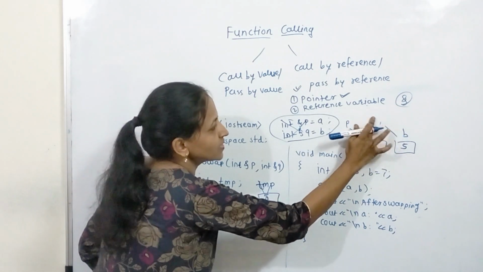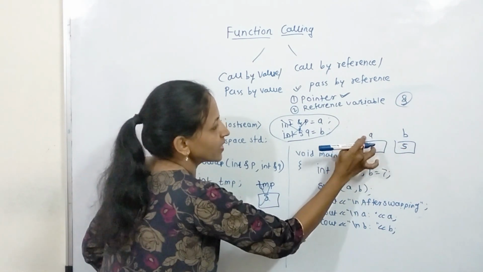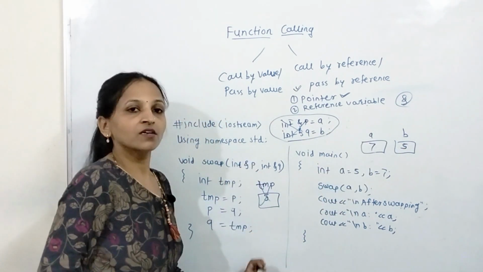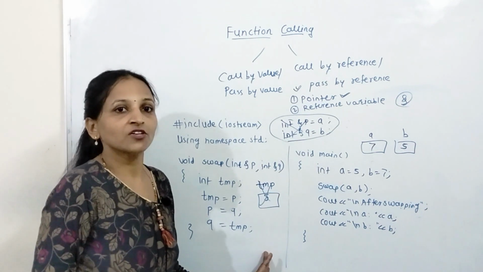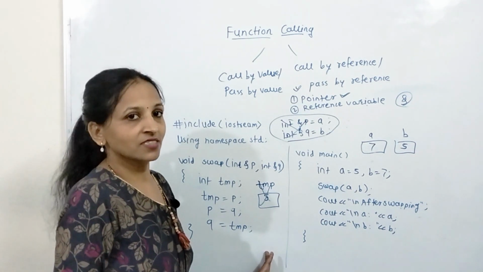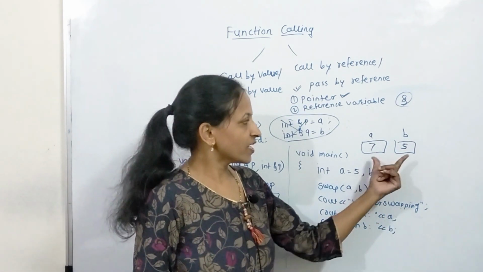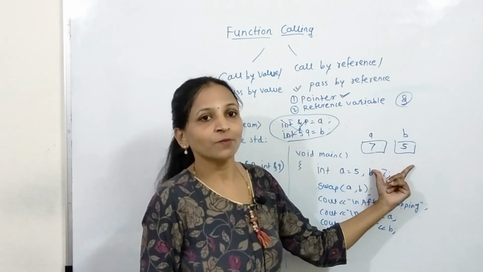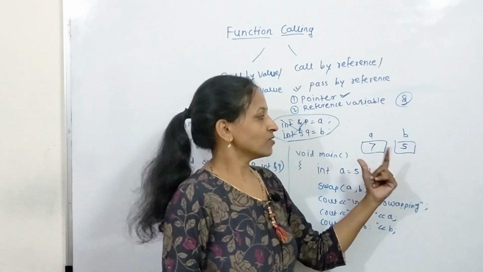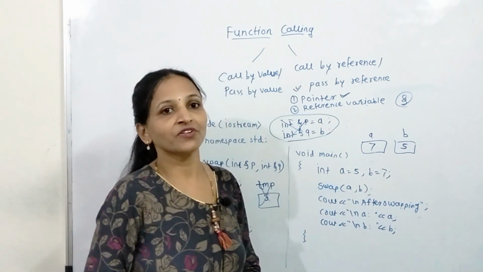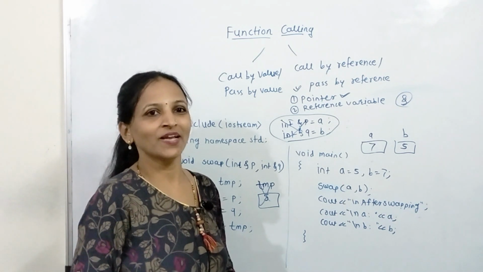Now a and b are still present inside the memory after the execution of this function is finished. Wherever you display them, after swapping a and b you will get the exchanged values of a and b. Getting? Now this is all about call by reference using reference variables.